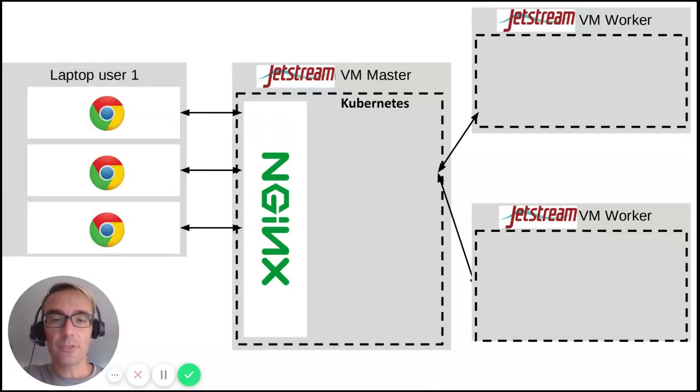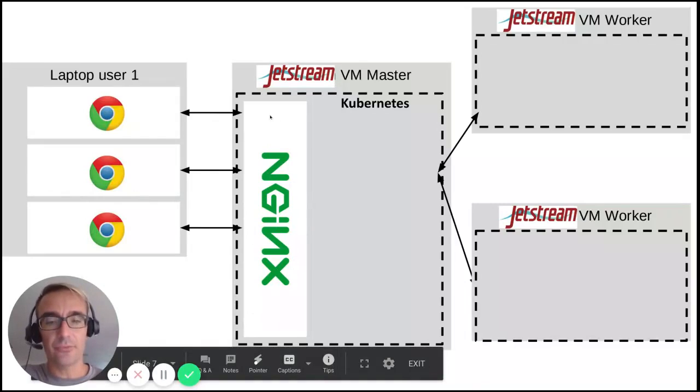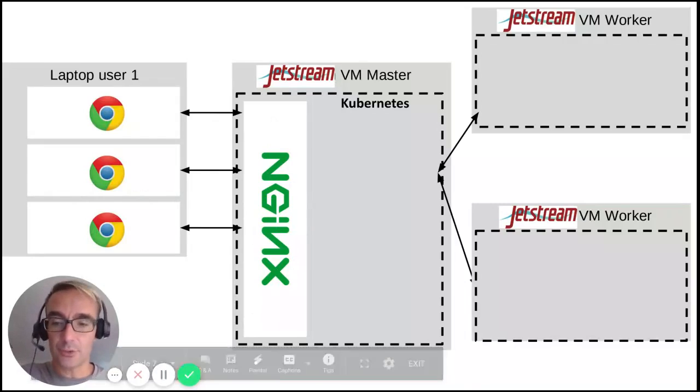And once we have Kubernetes, we can set up services to run on it. For example, we want to have a web server, so NGINX is a web server, and we can have it deployed as a container somewhere in this cluster of machines. And then a user can connect with their browser to this cluster of machines and have a web page served.